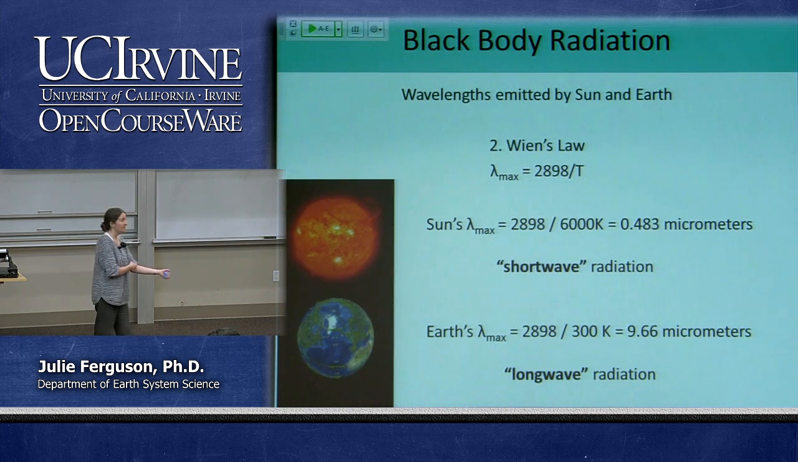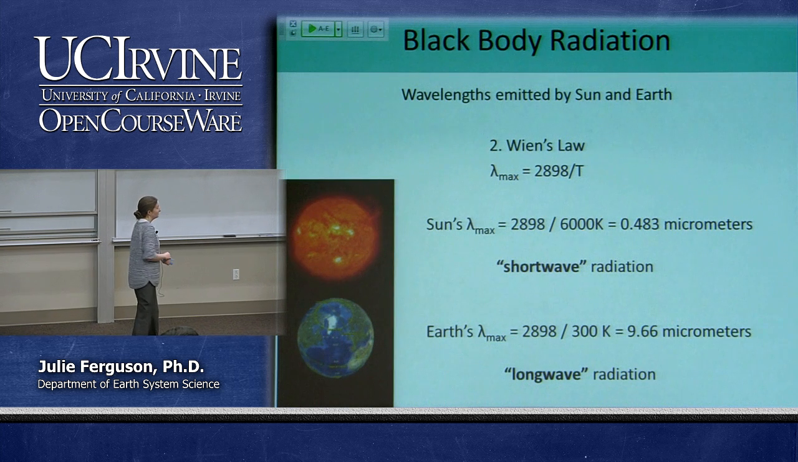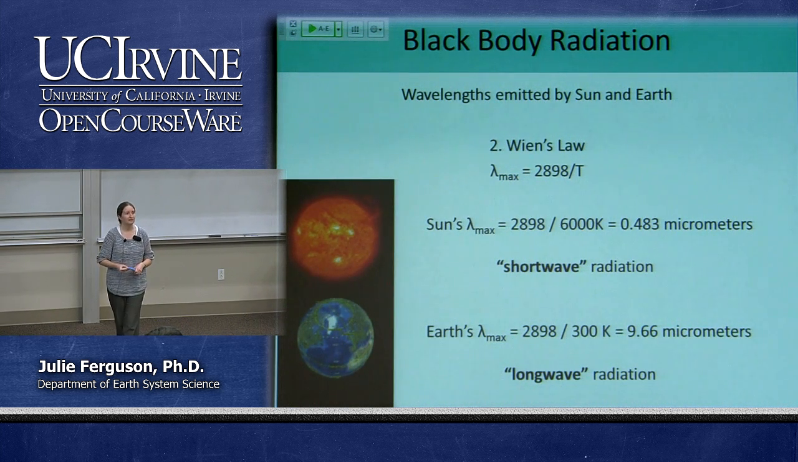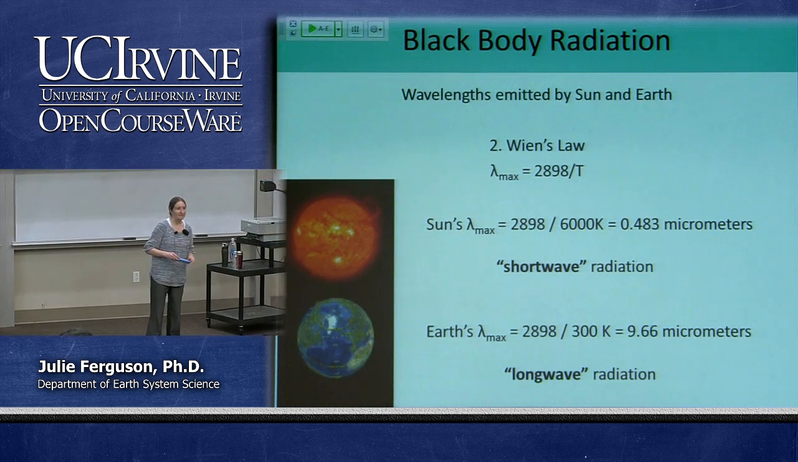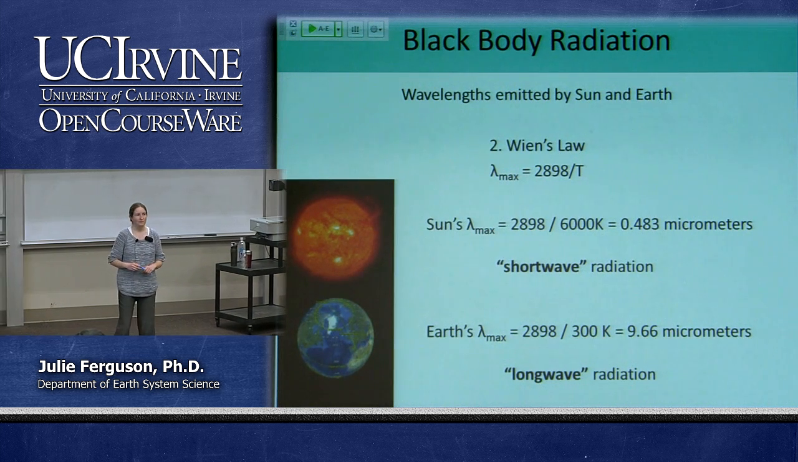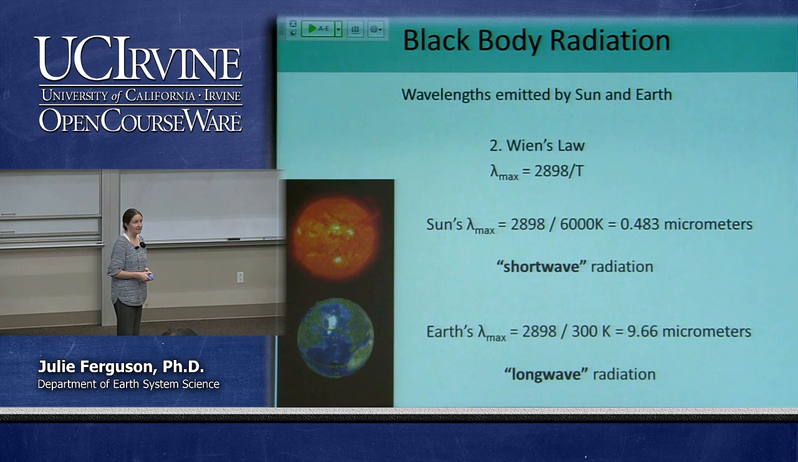Well, it's going to become very important when we talk about the greenhouse effect, because the sun is so hot. If we put the temperature of the sun, which is 6,000 Kelvin, into Wien's law, then we get a peak emission for the sun in the wavelength range of about 0.48 micrometers, which is, remember, a millionth of a meter. And we call that short wave radiation.